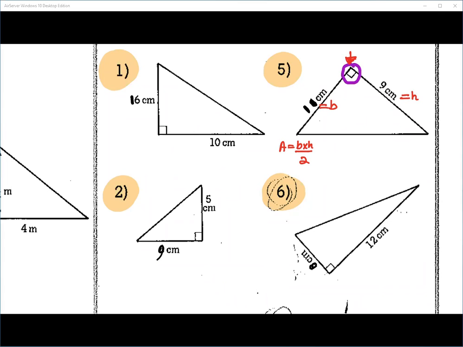So what's the base now? Give me the values, please. The base is 11, times the height, which is 9. So 11 times 9 is? 99. And what's 99 divided by 2?